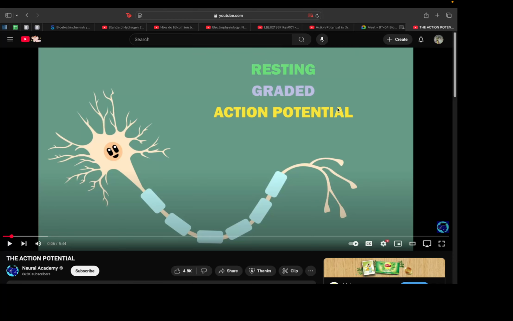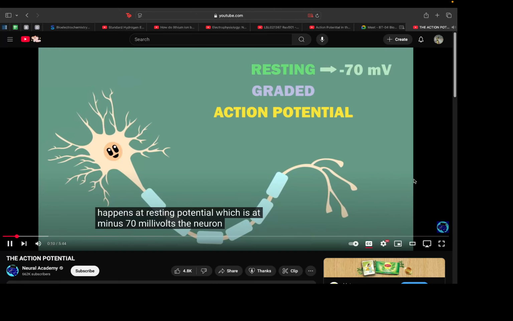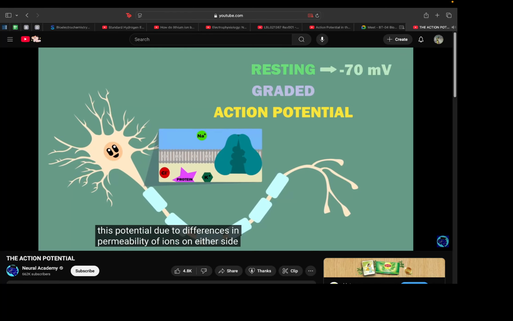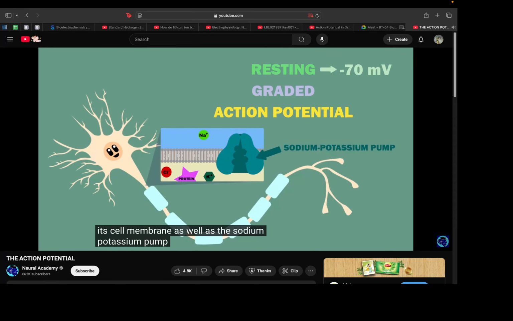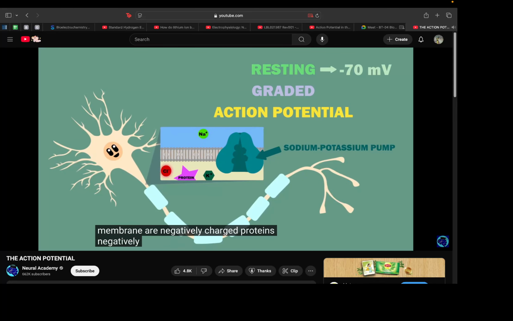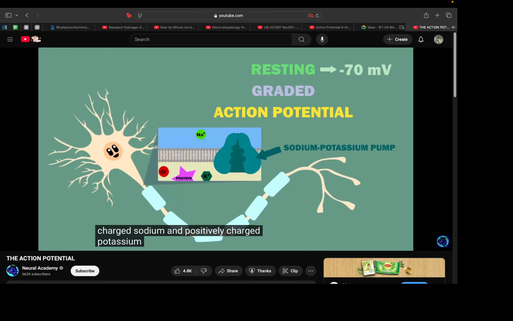Okay. It happens at resting potential, which is at minus 70 millivolts. The neuron maintains this potential due to differences in permeability of ions on either side of its cell membrane, as well as the sodium-potassium pump. The ions contributing to the charges on either side of the membrane are negatively charged proteins, negatively charged chloride, positively charged sodium, and positively charged potassium.